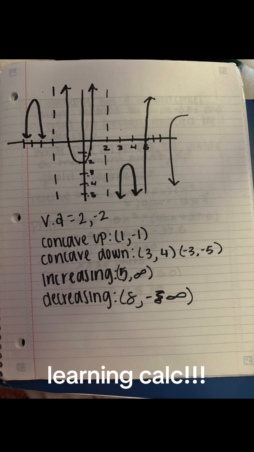The next problem I have here is a sketch graph. You're looking at the graph and you're looking for concave up, concave down, increasing and decreasing. There's also vertical asymptotes where it doesn't equal anything. That's the dotted lines. Concave up is where the graph is making that U shape, and it's from 1 to negative 1. And concave down are the downward U shapes, which are from 3 to 4 and negative 3 to negative 5. It's increasing from 5 to infinity and decreasing from 8 to negative infinity.